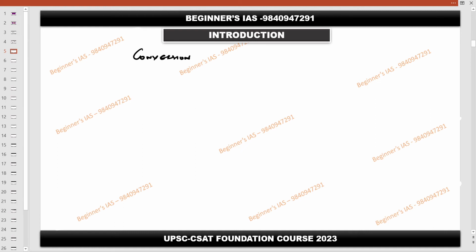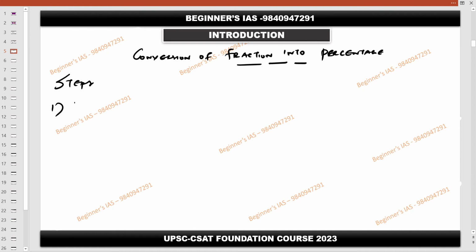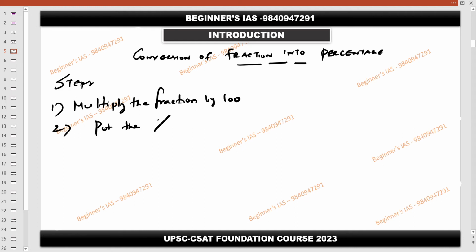So now, conversion of fraction into percentage. This is also a very important concept. So what is the step? The first step is to multiply the given fraction by 100. Then the second step is to put the percentage sign. So that is simple.